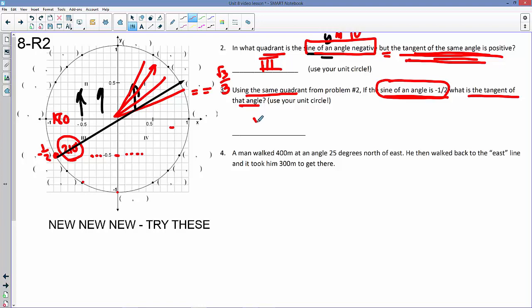The tangent of the angle is radical 3 over 3. Okay, so in the same quadrant 3, if the sine of the angle is -1/2, that must mean this angle is 210 degrees. By the way, what is 210 degrees? It's the angle from here to here. See, it's that separation, right?